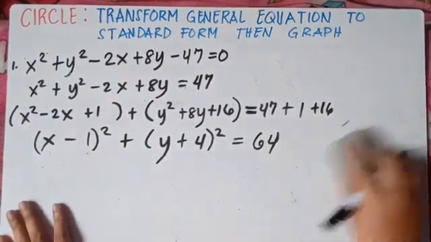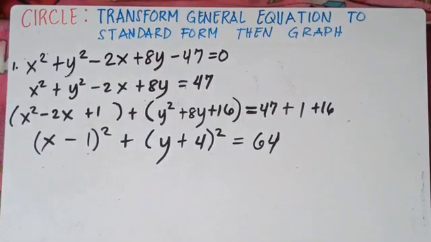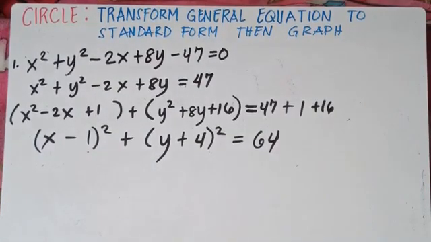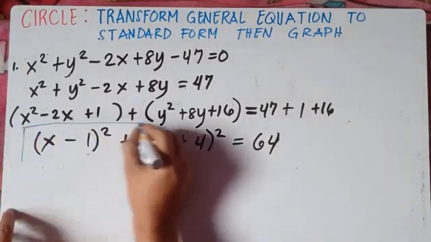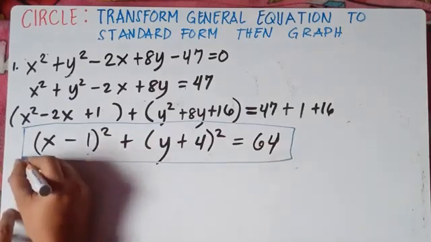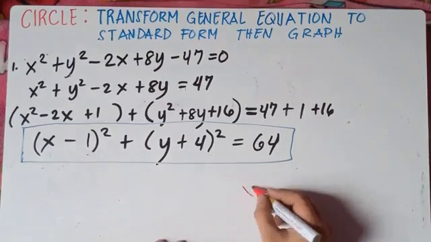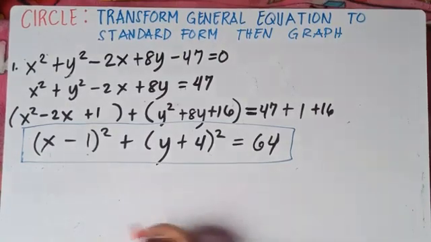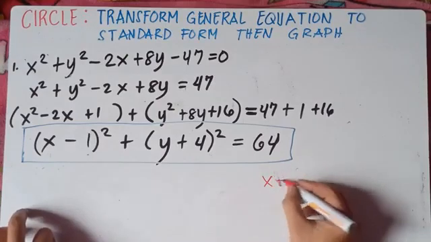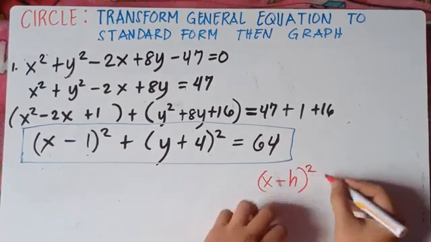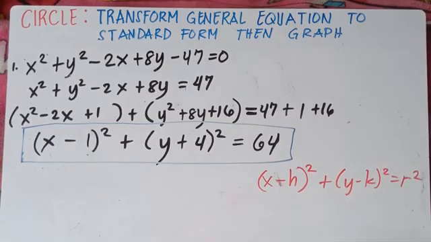Alright, so that's it, class. That's your equation. This is your answer. Now, if the teacher asks you what is the equation, this will be your equation. Coming from the standard form: the standard form is quantity x minus h squared plus y minus k squared equals r squared.